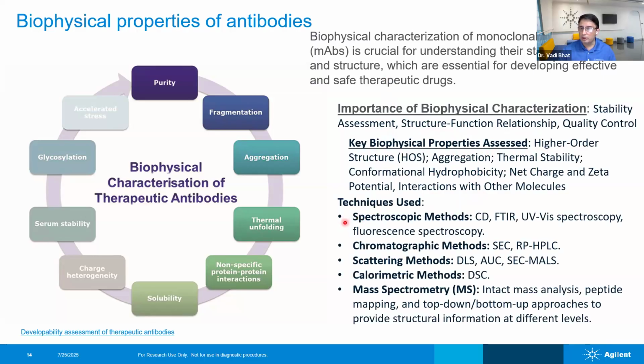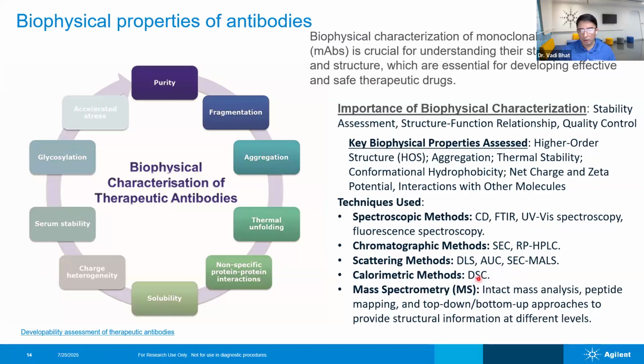Now, techniques generally used: spectroscopic methods like CD, FTIR, UV spectrophotometers, fluorescence spectrophotometers. Chromatographic methods are very commonly used: size exclusion, ion exchange, and reverse phase HPLC. Light scattering methods like DLS, analytical ultracentrifuge. So these are used for the higher order structure or aggregations or fragments of these molecules.